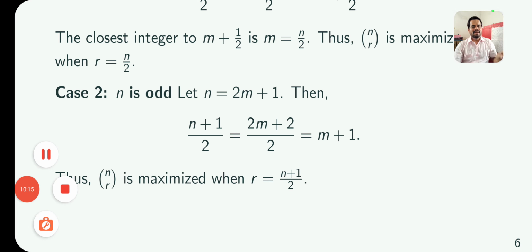So this is the theorem we have proved: for a set of n elements, the number of ways to select R elements is maximized when R is approximately n by 2, and we have proved the two cases when n is even or odd. So we conclude this lecture with this theorem. Thank you.